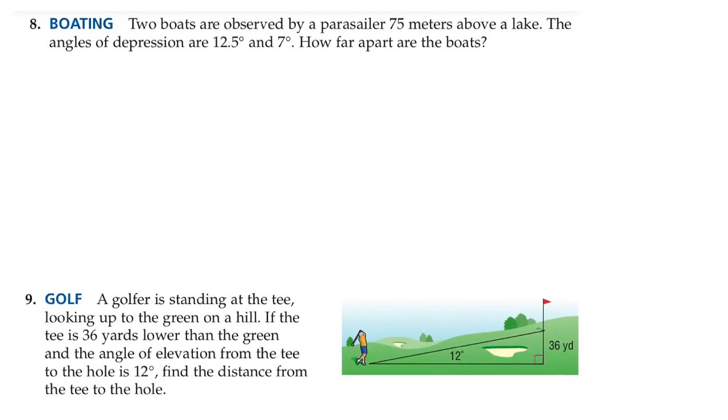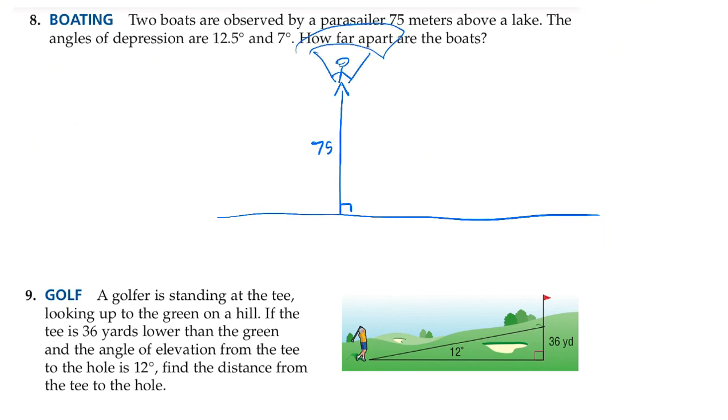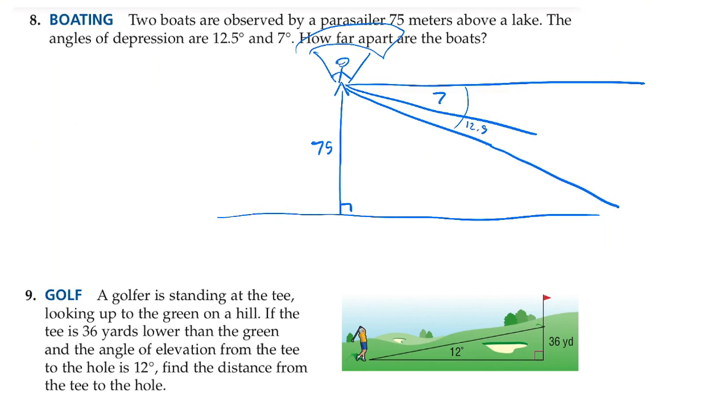just measuring angle size. All right, so two boats are observed by parasailers 75 above the lake. So this guy's 75 above a lake, so that's a right angle with the ground, okay? He sees two boats, so the boats are on the lake. Here's this dude up here in the air with a cool little parachute. What? Just having a blast. All right. And angles of depression are 12.5 and 7. So that means from horizontal, one is down 7, and one is down more, 12.5 total. And he sees a boat, and then the other one he sees a boat. And the question is, how far apart are the boats?